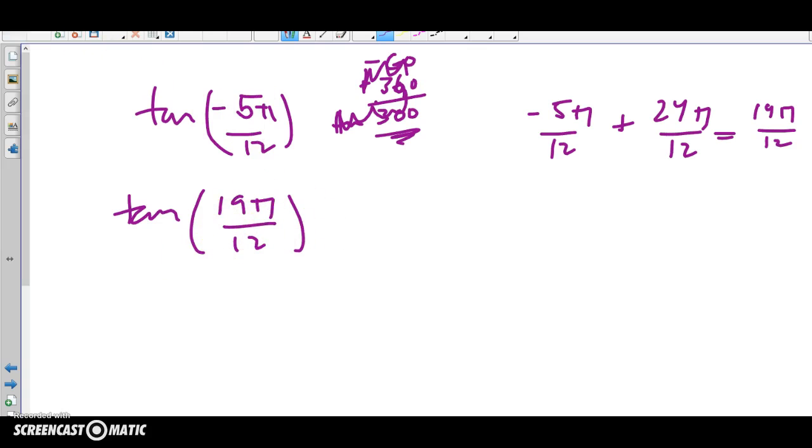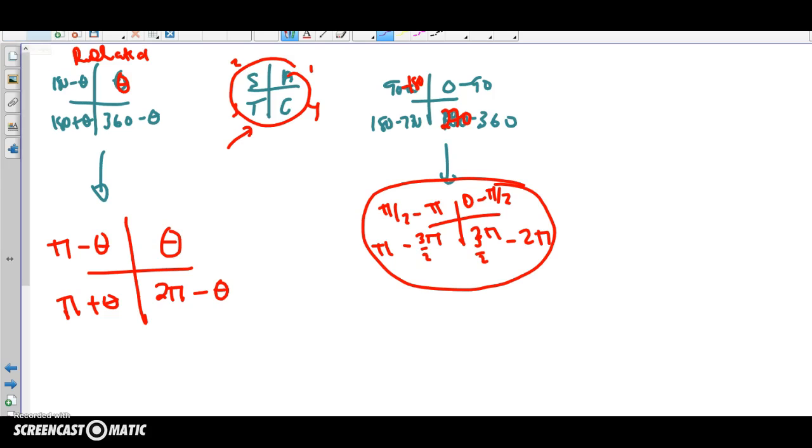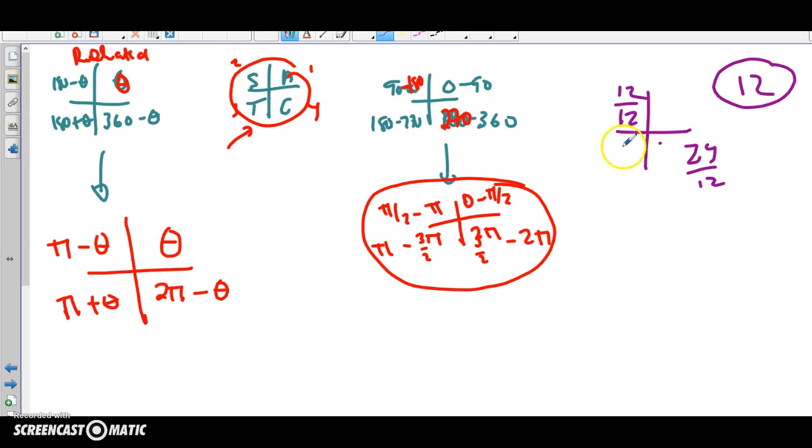Now I've got to figure out what quadrant I am in. So 19 over 12 pi is in which quadrant? In 12s, you've got to ask yourself, 2 pi is all the way to 24, so that gets me here. One whole pi would be 12 out of 12. 24/12 is 2 pi. And then here I would go from 12 to 18/12, and from 18/12 to 24/12.